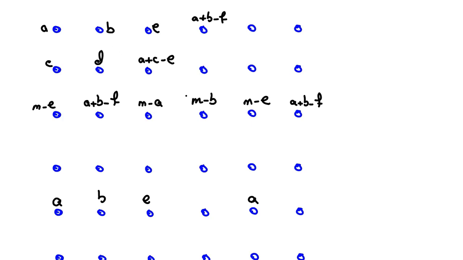Here it is what? So it is D. This one is M minus D. And this one is what? This one is D again. So this one is C. This one is M minus C. This one is C in this 3 by 3.